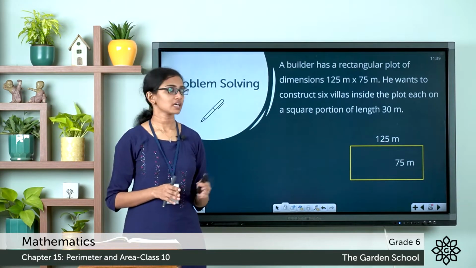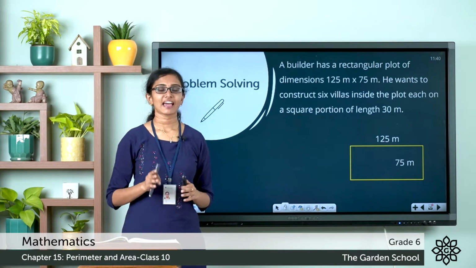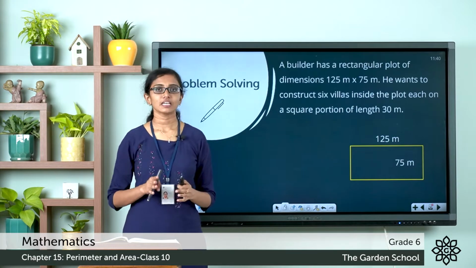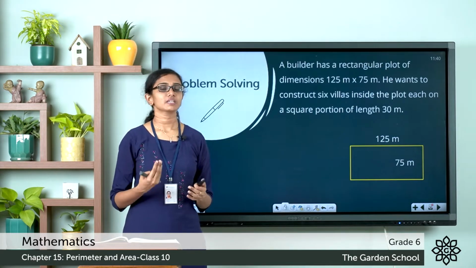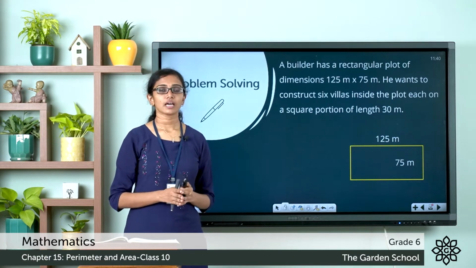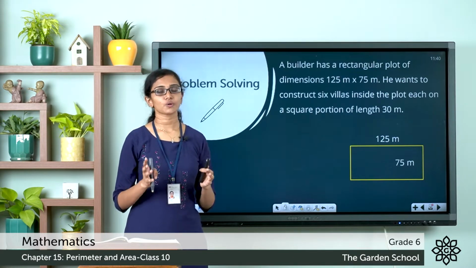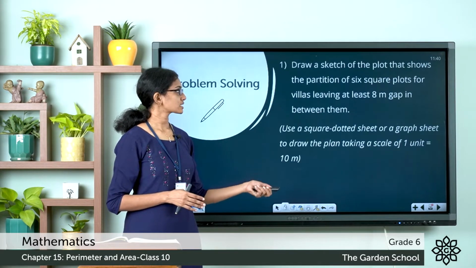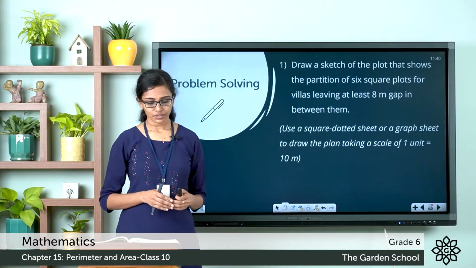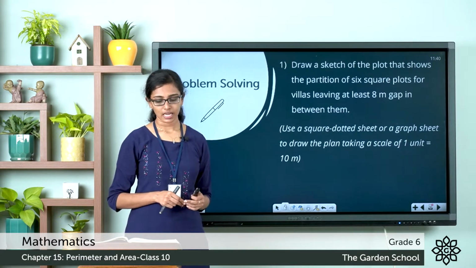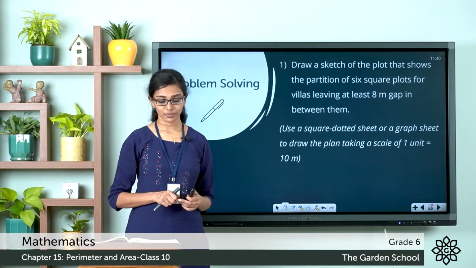So here it says there is a rectangular plot and the length of the plot is 125 meter and the breadth is 75 meter. Here the builder is planning to build 6 villas on this rectangular plot and each on a square portion of length 30 meter. So here the first question is draw a sketch of the plot that shows the partition of 6 square plots for villas leaving at least 8 meter gap in between them.